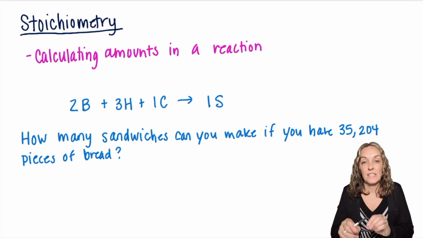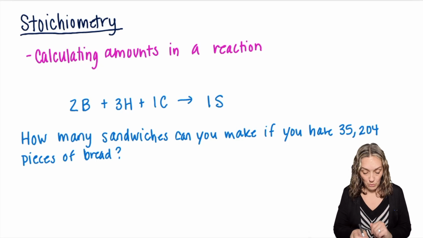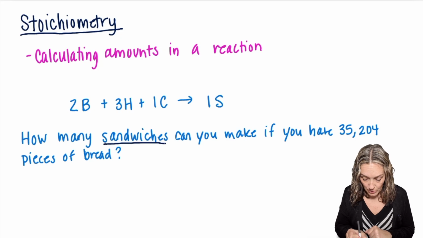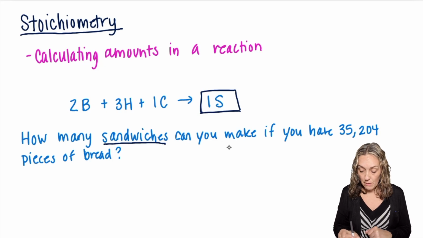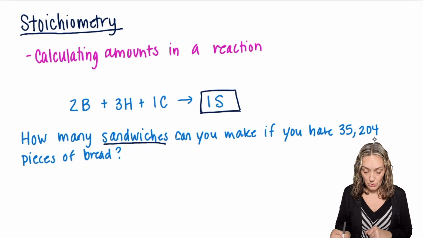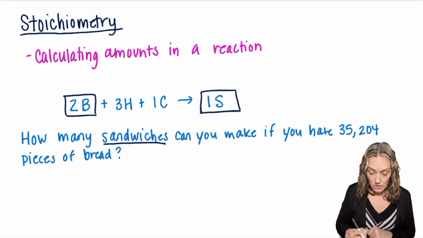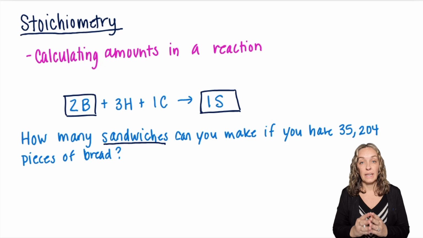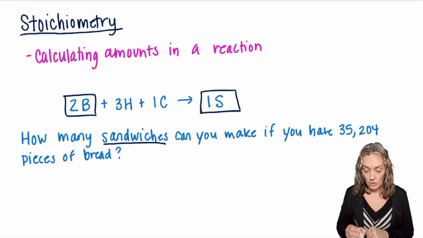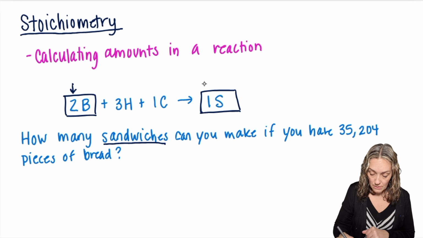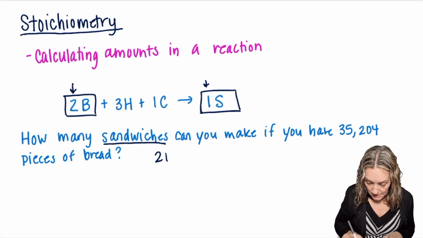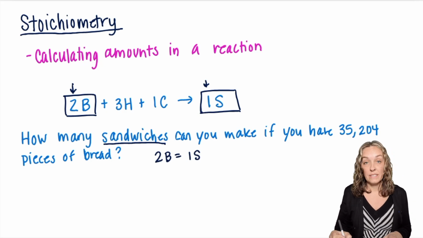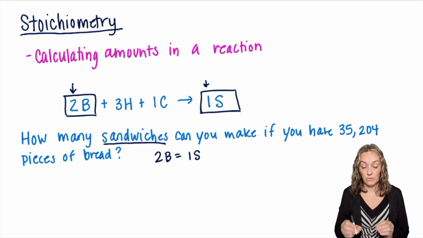The very first thing you want to do is identify the 2 ingredients that you care about the amount of. If I read through this problem, it's asking me how many sandwiches. I'm going to find sandwiches in the recipe and identify it. And I want to know how many sandwiches I can make if I have 35,204 pieces of bread. So even though all of the ingredients are there, the 2 that I care about in this problem are the bread and the sandwiches. And notice that the coefficients in front of these are going to tell me the ratio of bread to sandwiches. For every 2 pieces of bread, that is going to produce 1 sandwich according to the recipe. Those are equal values for this recipe.